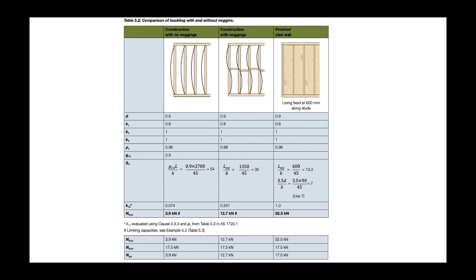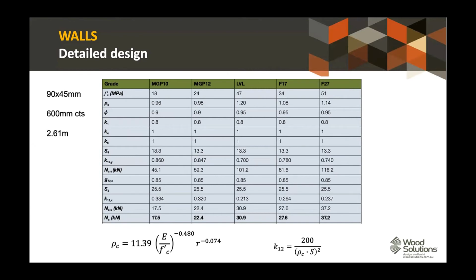And what we've then done is we've looked at actually matching different stud grades against the different performances required up the building. I'll come in a second on to stud optimization. But fundamentally, for the example building that we've worked through, what we've looked at is 90 by 45 studs at 600 centers, 2.61 meter stud length. And for optimization up and down the building, we've varied numbers of studs laminated together and stud grade.